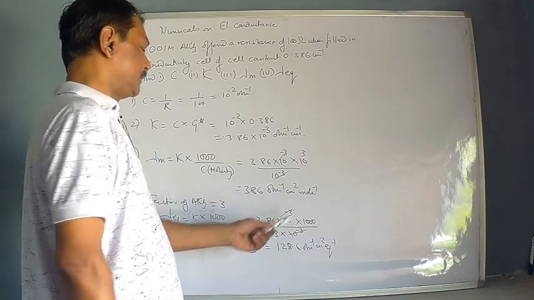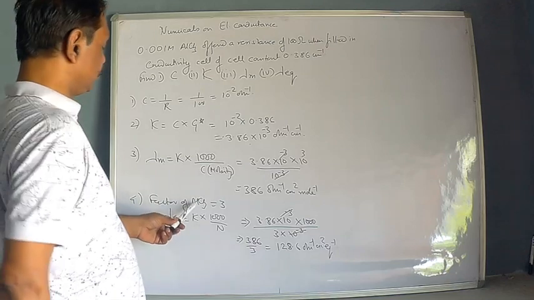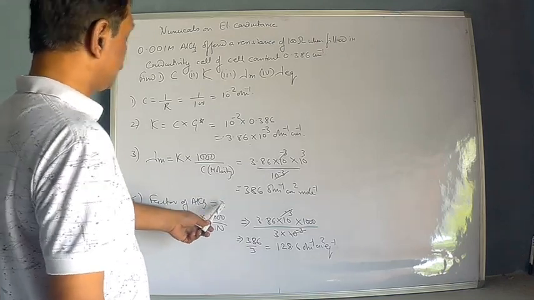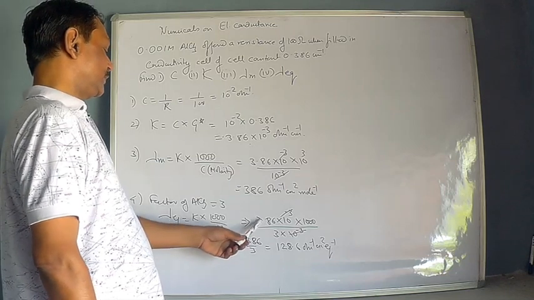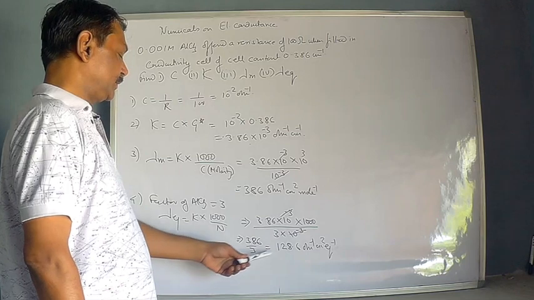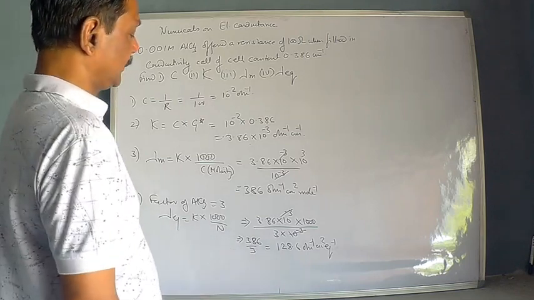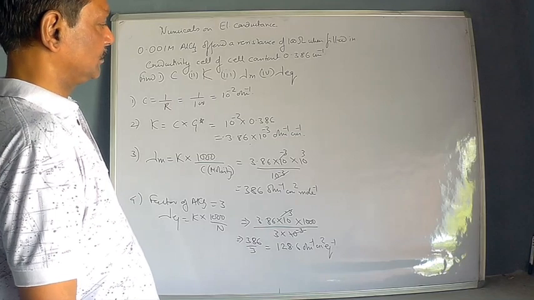Units are very important. Then we know aluminium has valency 3, so the n-factor of aluminum chloride is 3. So kappa into 1000 upon normality equals, let us put the value, and once you put the value, you get 386 by 3, that gives you 128.6 ohm inverse cm square equivalent inverse.